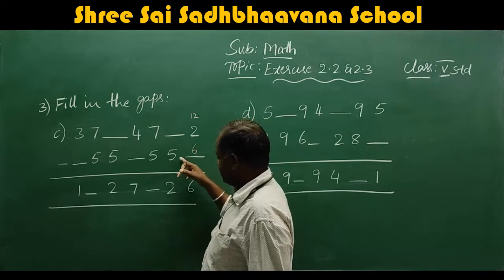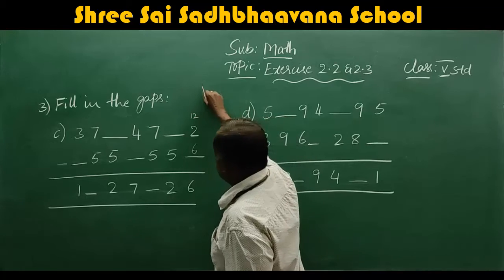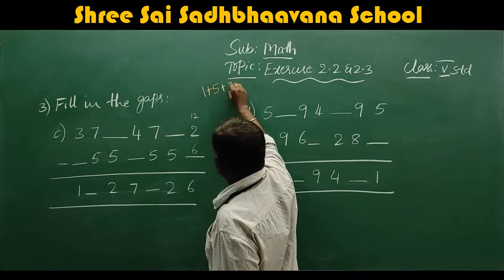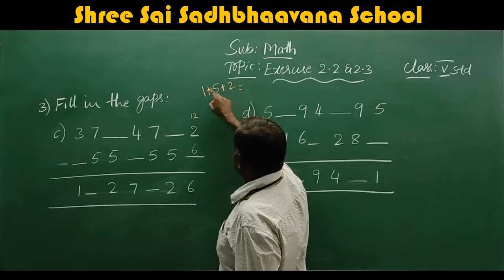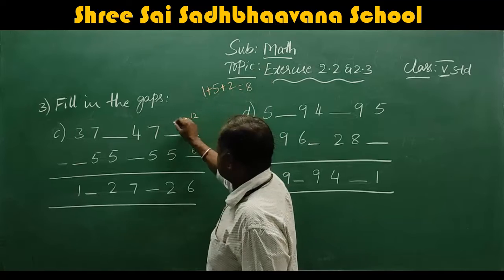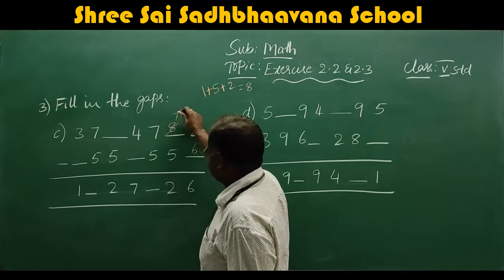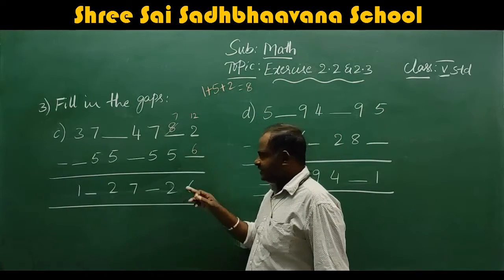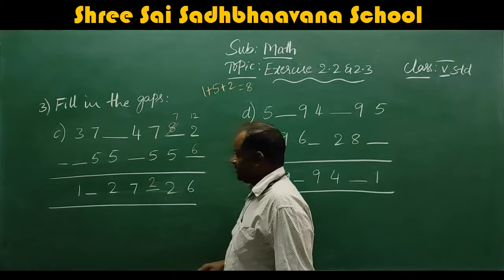Here next, the number minus 5 is equal to 2. So what the number should be? What you have taken, the carry plus 5 plus 2. 5 plus 2 plus 1, that is 7 plus 1, 8. So the number should be 8. 8 here, this becomes 7. 7 minus 5, 2.